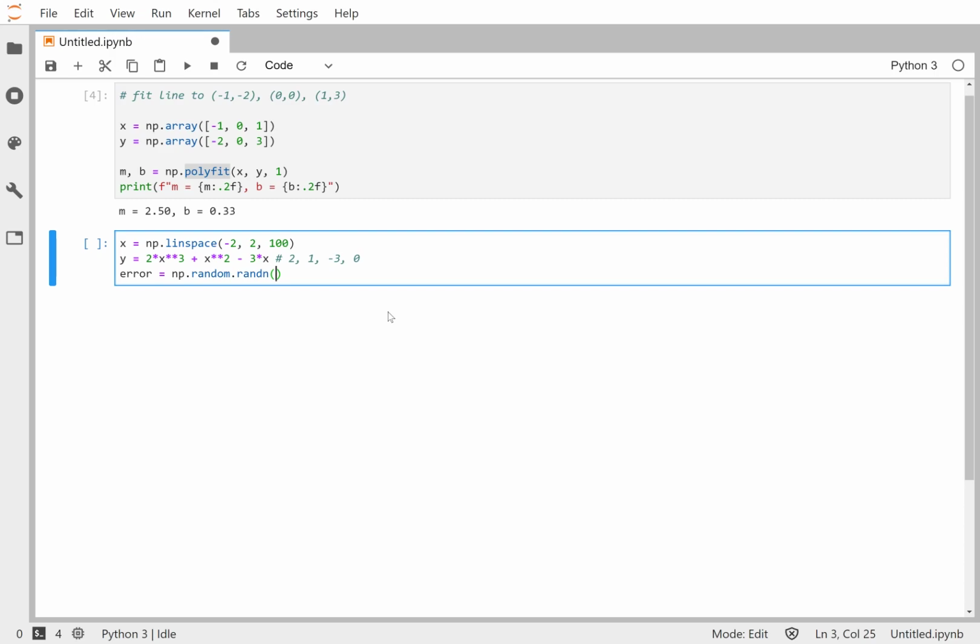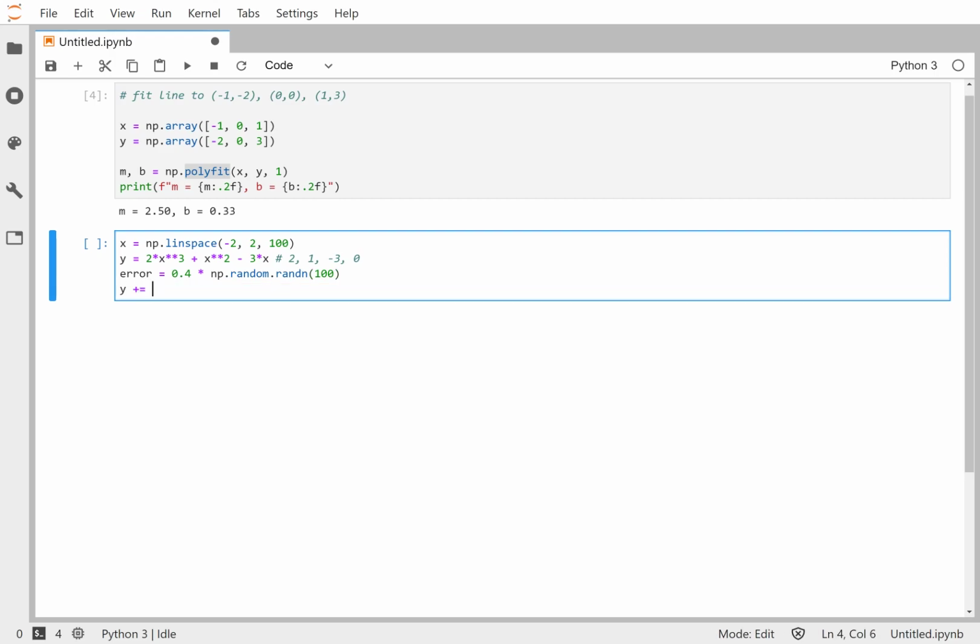We'll do 100 of these. And let's make them a little bit smaller, so we'll multiply every number in here by 0.4. I think that would look good. We don't want it to be too noisy, because then it becomes harder and harder to fit, because then the data is less and less like the original cubic. But I think this should be a good compromise. And so then I just want to add the error term to y. This will add some scatter around it.